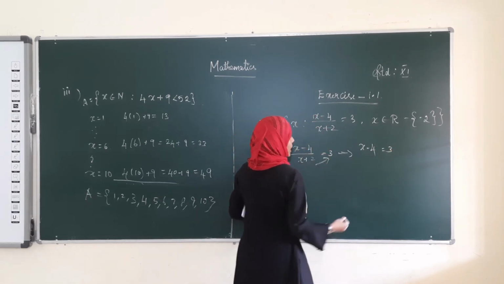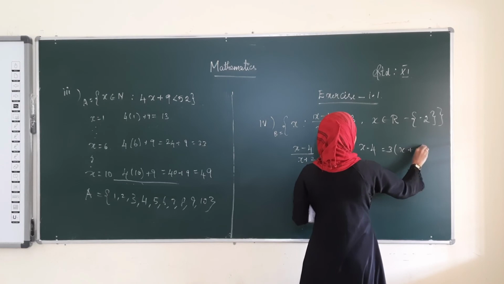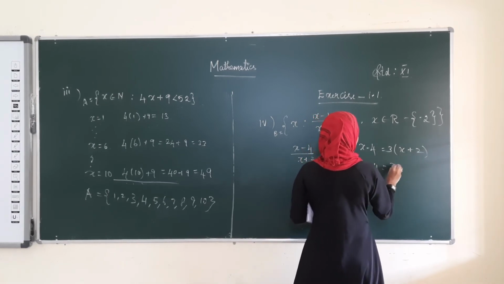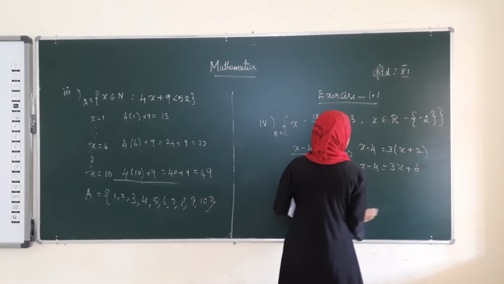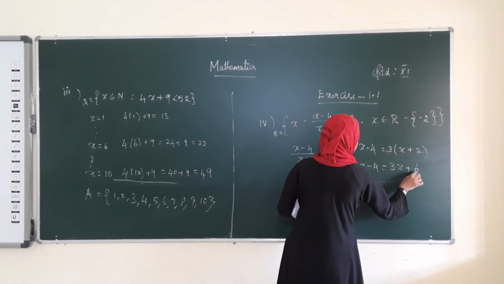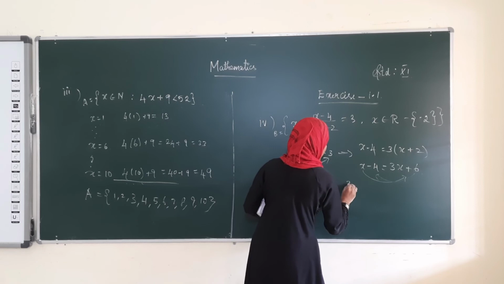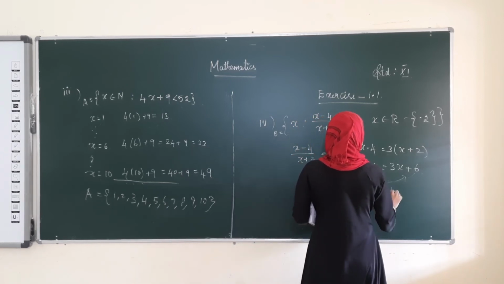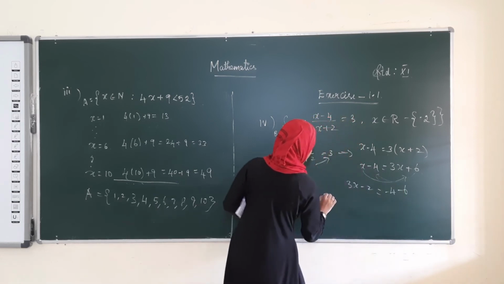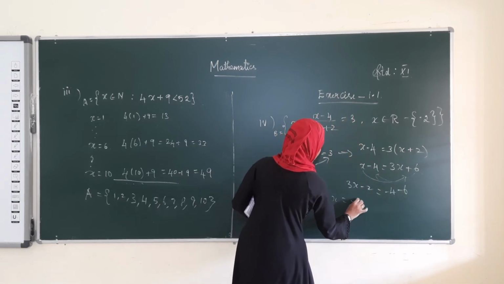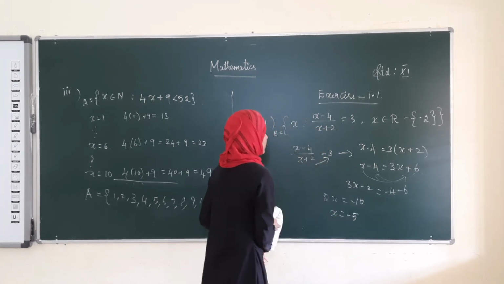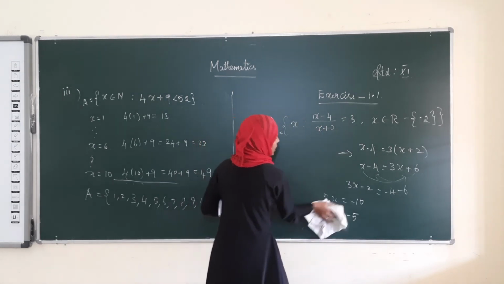Take this x plus 2 that side, x plus 2. x minus 4 is equal to, multiply this 3 inside, 3x plus 6. So bring this x this side and 6 this side. What we get? 3x minus 2x is equal to minus 4 minus 6. That is x is equal to minus 10... x is equal to minus 5. Okay, minus 5 only is the answer.